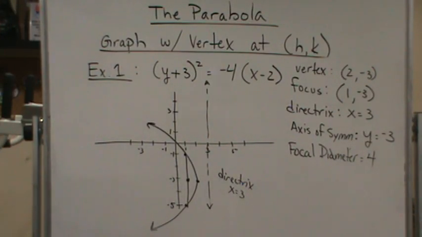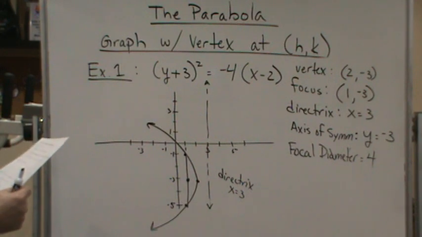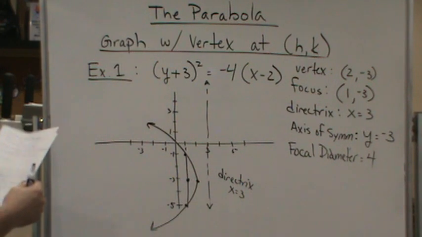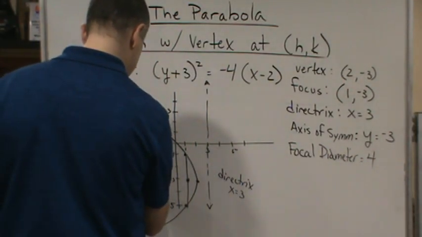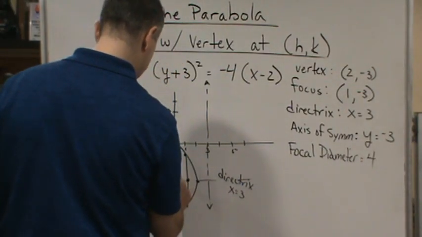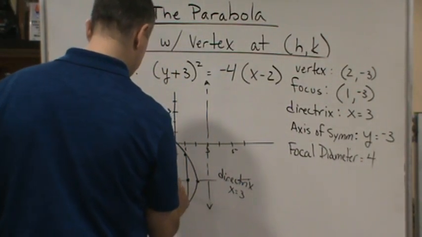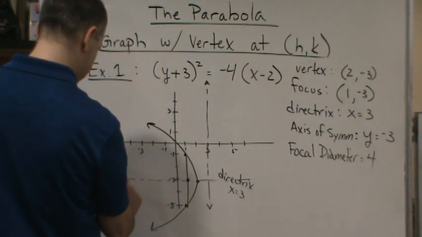And what else? We got the directrix and we got the axis of symmetry. Yeah, we did that. Let's draw the axis of symmetry. The axis of symmetry is right through, again, my graph is not the best, but it's through y equal to -3.